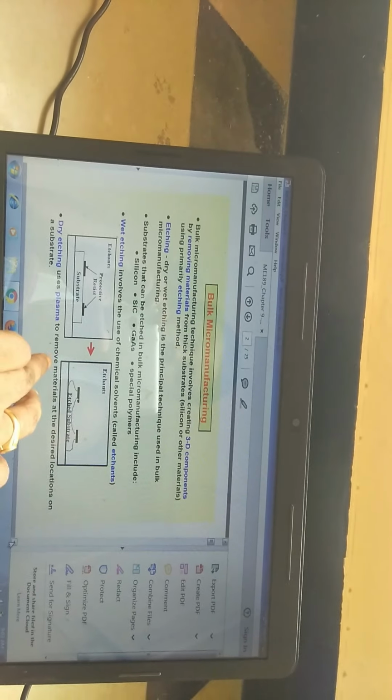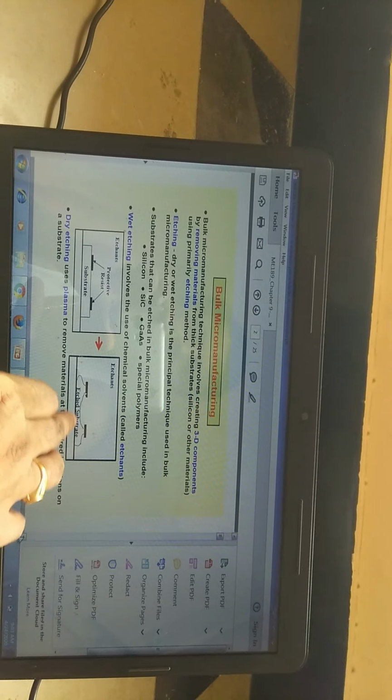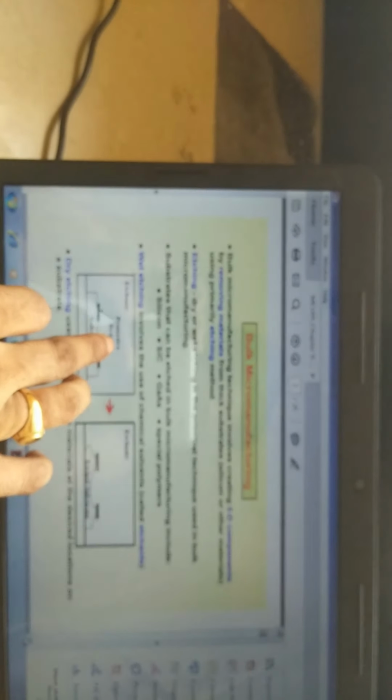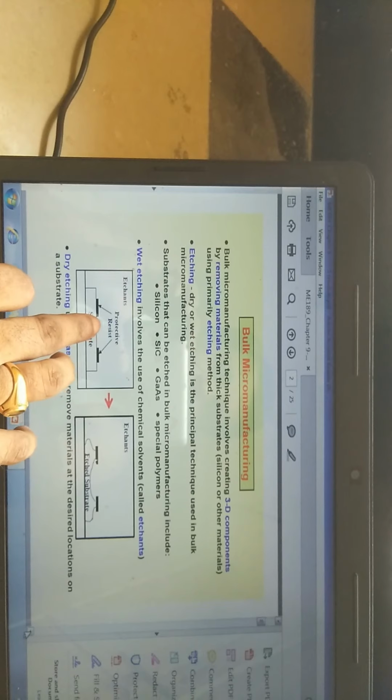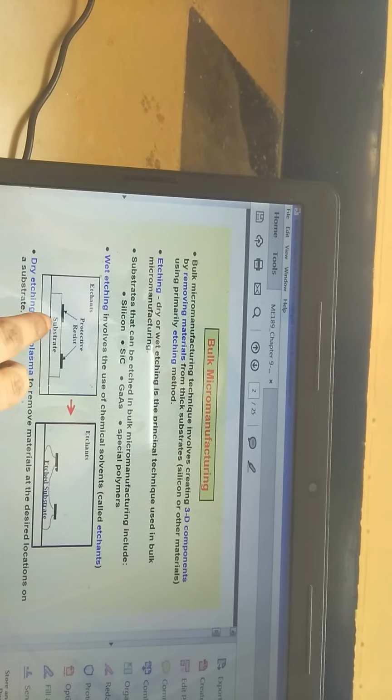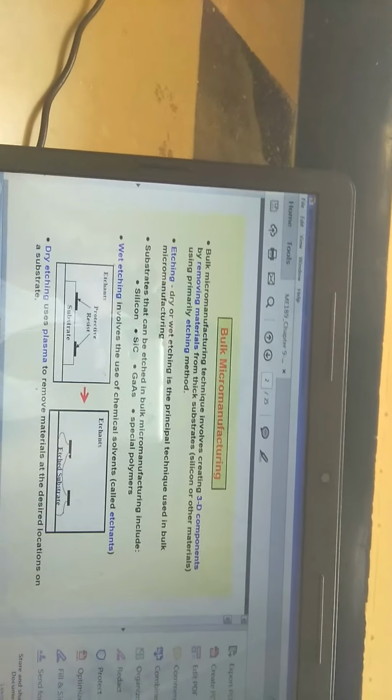Wet etching involves the use of chemical etchants. Dry etching uses plasma to remove the material at the desired location. Basically, plasma is nothing but charged ions. In the first figure, the part of the substrate that is not covered by a protective mask is dissolved in the etchants and removed.